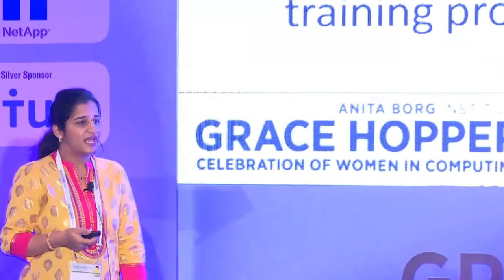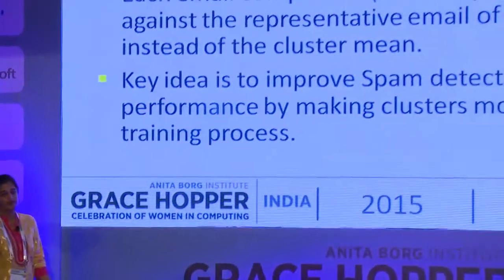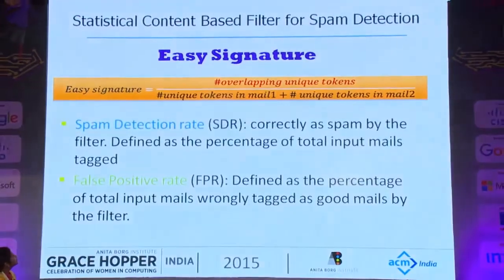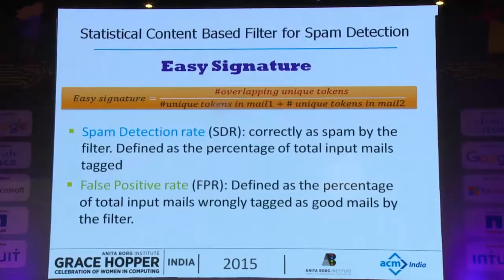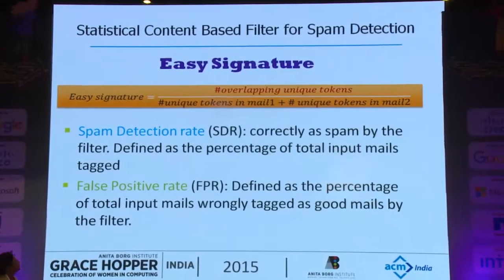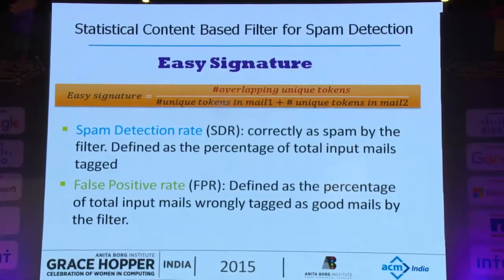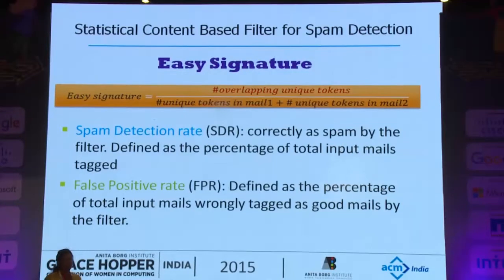The last time I mentioned it was 3 out of 12; it went up to 10 out of 12. The number of pure clusters was formed in just 10 iterations, and in 5 or 6 iterations we had multiple clusters which were more pure. So this was the easy signature I was speaking about, similarity score calculation: the number of overlapping unique tokens between the incoming email and the representative email. So we have an easy signature where the SDR was high and the FPR was low. When I say FPR was low, it means ham was detected at an earlier rate.